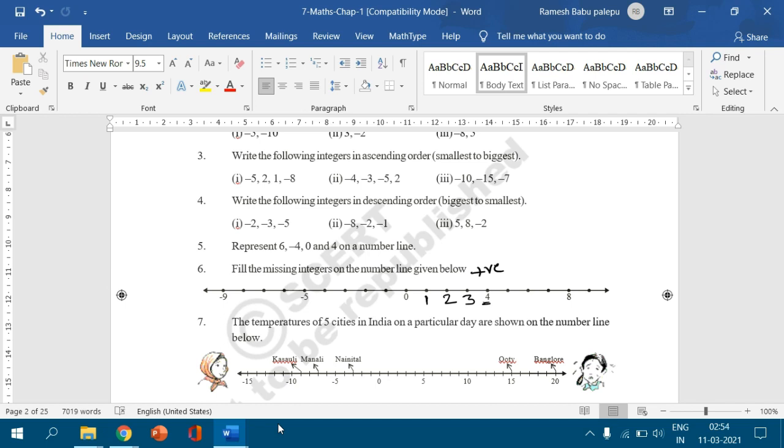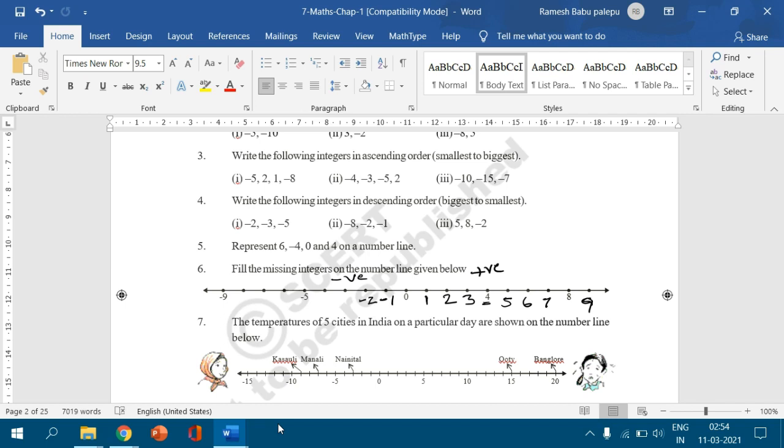That is 4. The next point, the number values are increasing, 5. Right? We move on the right side. The values are increasing. The next value is 6, 7, 8, and 9. Right? This is 9. We know that these are the negative numbers. We go to the left side from 0. The next point is -1 and -2.